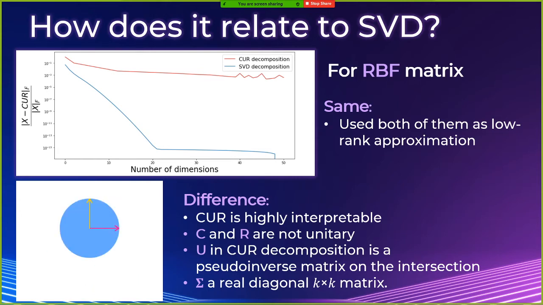As for the differences, we could say that CUR is highly interpretable in comparison to the SVD, and C and R in CUR are not unitary. U in CUR decomposition is a pseudo-inverse matrix on the intersection.